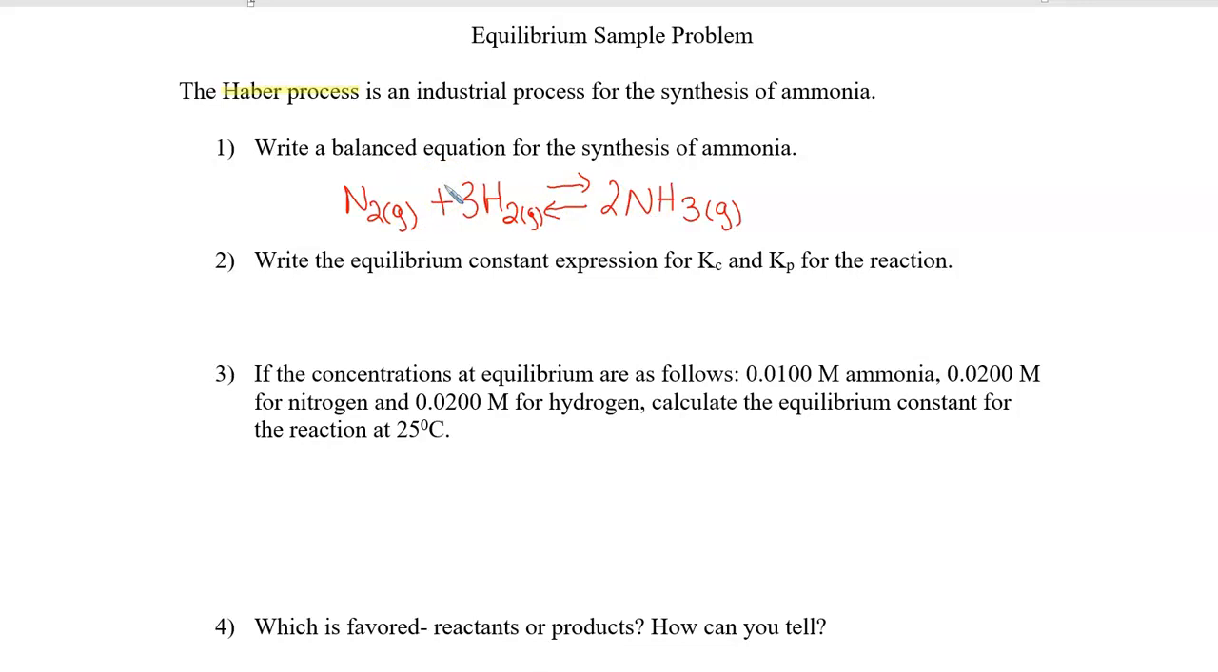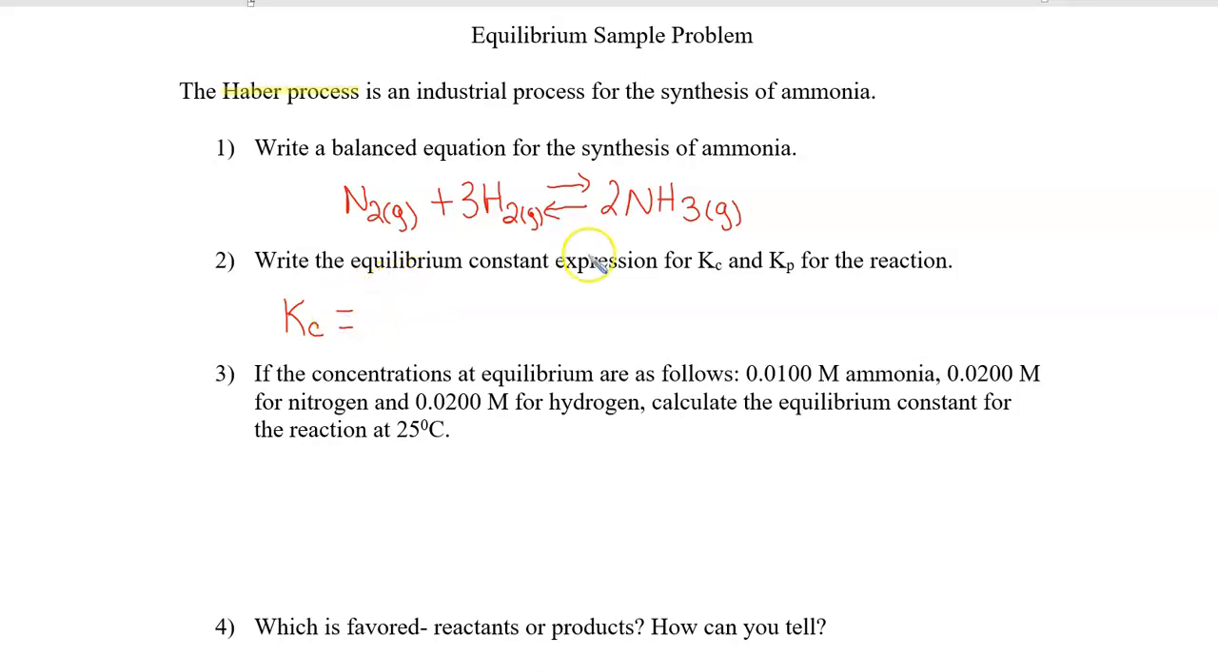When I say equal rate, it's not equal amount. Sometimes it might be 50-50, but not always. It could be 80-20, 80% this and 20% this, but it's when the rates are equal that it no longer looks like it's doing anything. So we're going to learn to write the Kc and the Kp for this. For Kc, we're going to use molarities, but we're going to learn to do the expression first. The expression doesn't have numbers or anything in it. It just has the letters, and we use brackets for Kc.